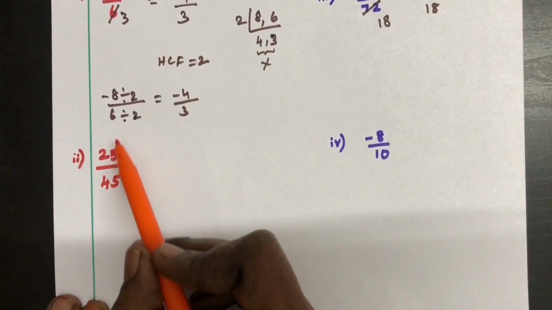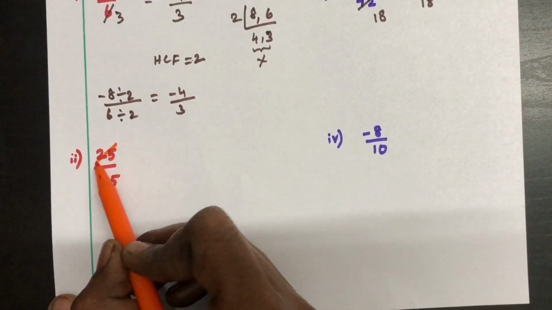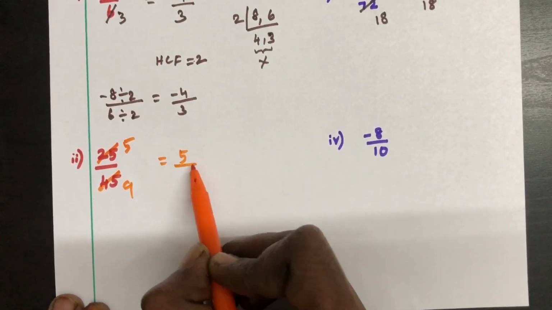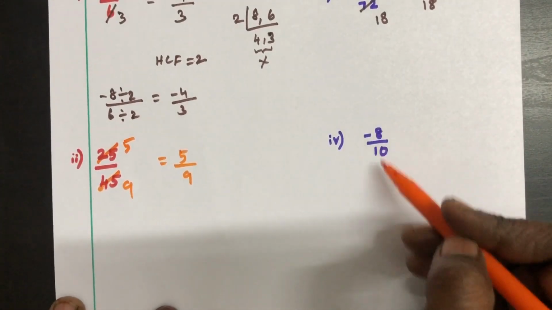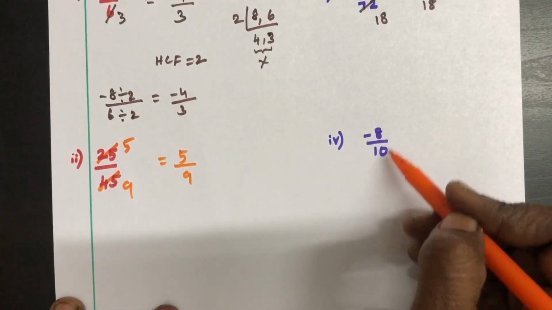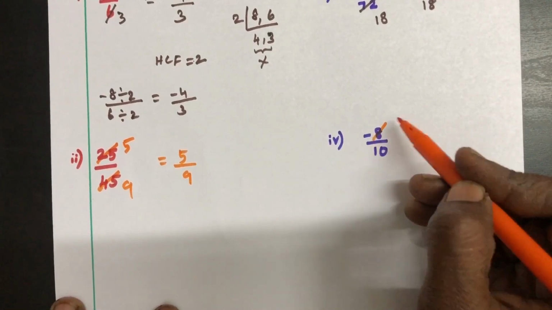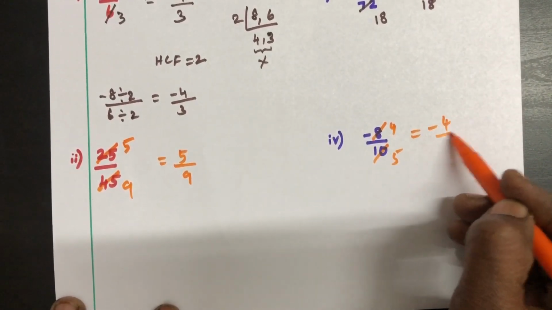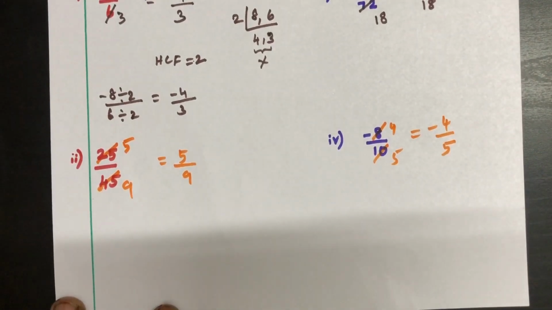Here, what is the common factor? Obviously 5, right? So 5 times 5, here 9 times. The answer is 5 by 9. Here the common factor between minus 8 and 10 is 2 only. So if you divide, this is 4 times and this is 5 times. This is equal to minus 4 by 5. This is the simplest form.